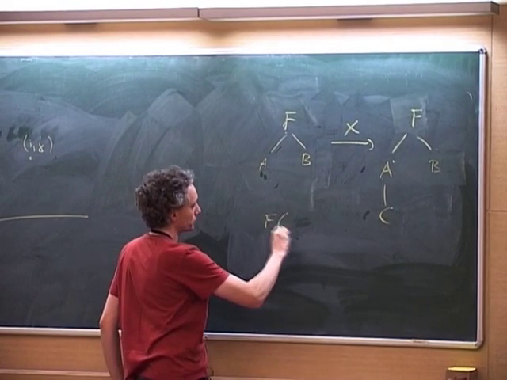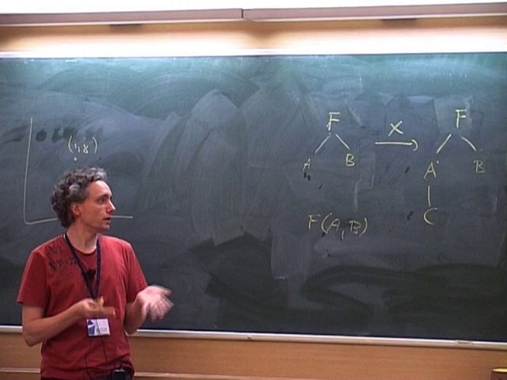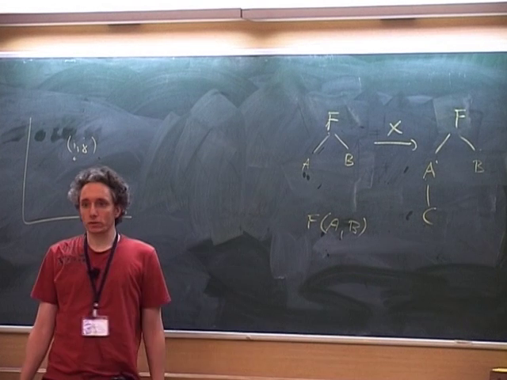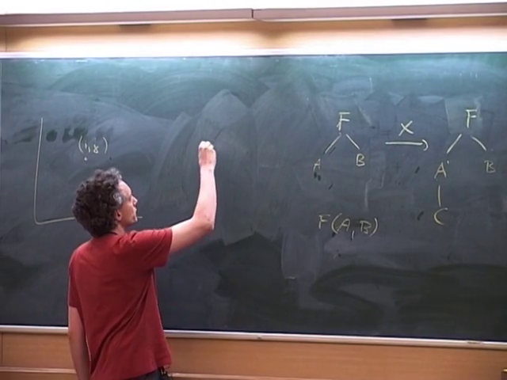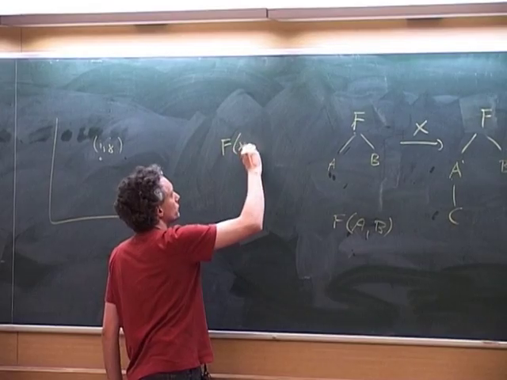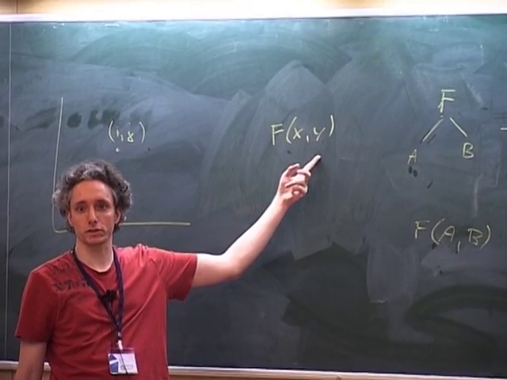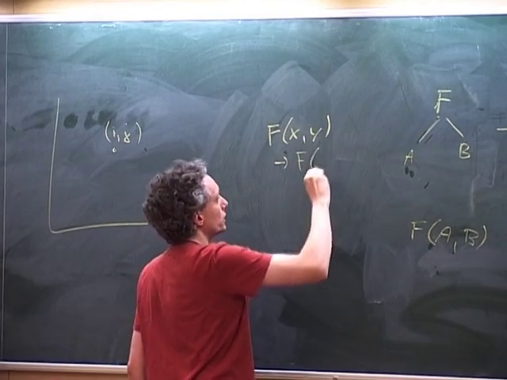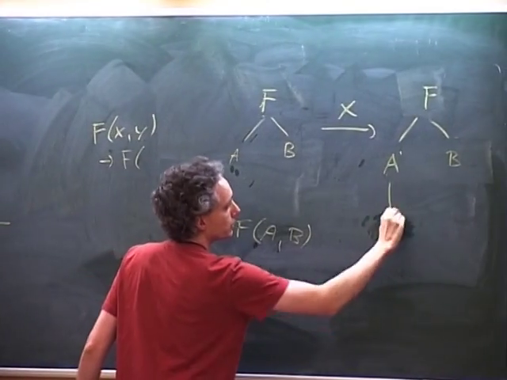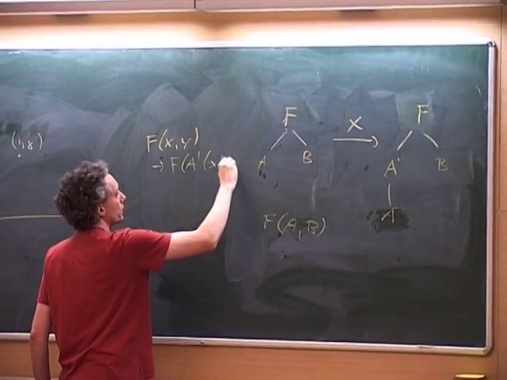I should say that we talk about term rewrite systems where we consider these trees as terms. So this left-hand side would be F of A and B. And similarly, the right-hand side would be F of A prime of C and B. And the first order aspect is that we allow variables in rules. That is, we could have a rule that rewrites F of X and Y, where X and Y are placeholders for arbitrary subtrees. And that could be rewritten, to make this example work, to F of A prime of X and Y.